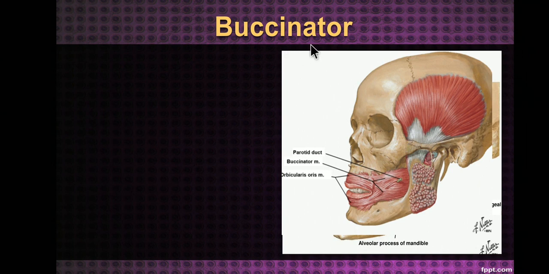Now coming to the buccinator. The buccinator is a quadrangular muscle. It is present in a deeper plane as compared to the other muscles, and above it you have the buccal pad of fat. This muscle has upper fibers, lower fibers, and intermediate fibers. It is the muscle of the cheek and is also called the trumpeter's muscle or blower's muscle.